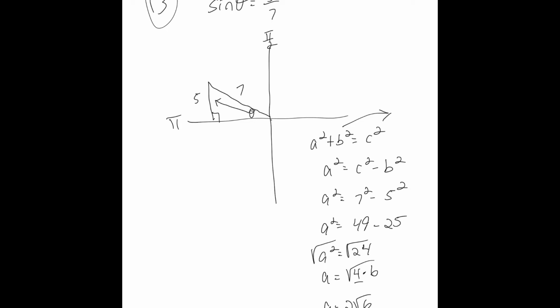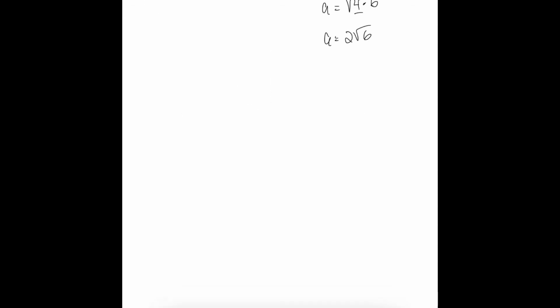But since it's a negative x value, -2√6. All right, and it wants cosine. Cosine theta is adjacent over hypotenuse, -2√6/7. Okay, let's see. All right, number 14, last one.